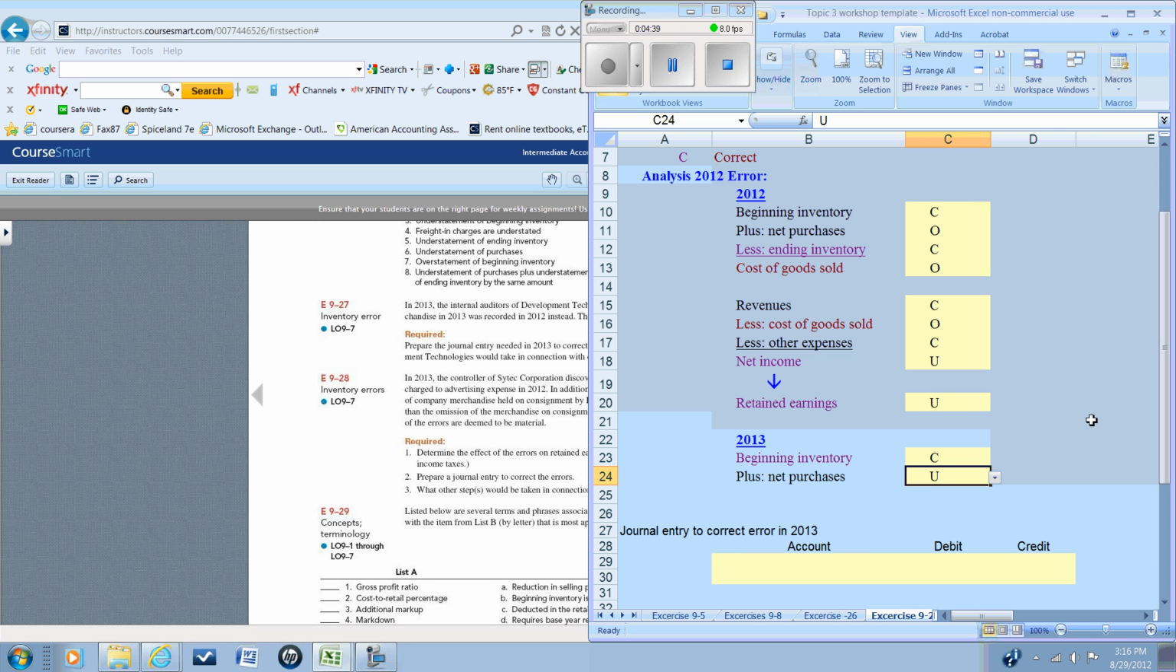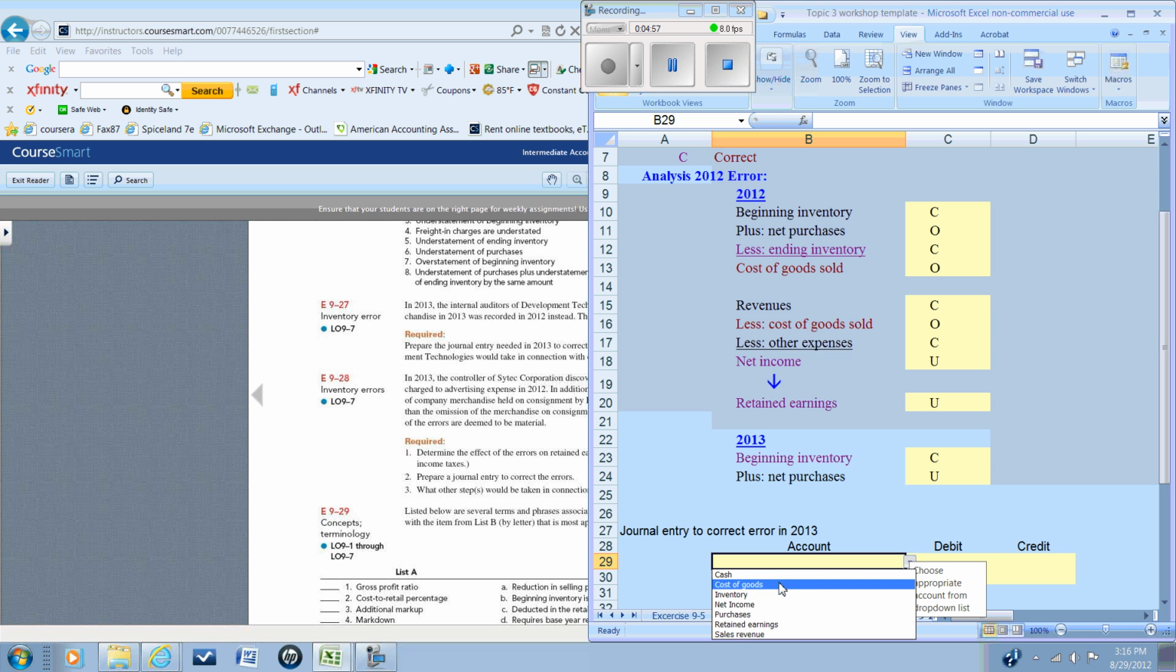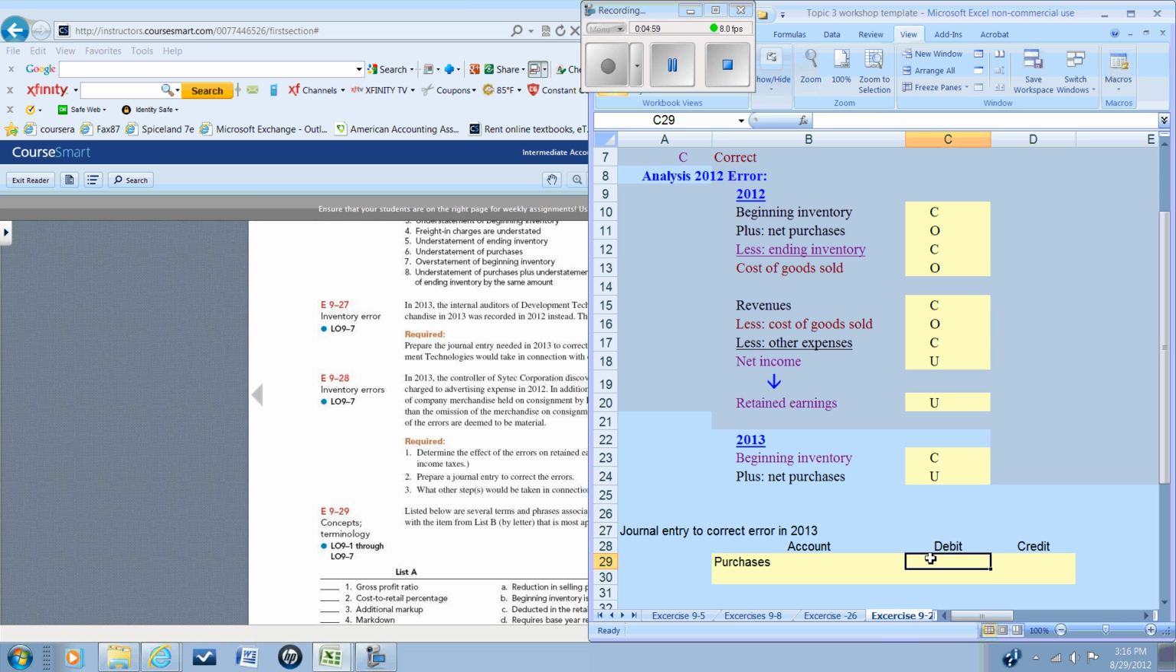So at the end of 2013, as the error is discovered, we're going to make a correcting journal entry that is going to correct the fact that our purchases are understated. Well, we're going to need to increase purchases by $4 million. We don't need to change anything with inventory. We can't do anything with cost of goods sold, which was understated at the last year because it's been closed out.